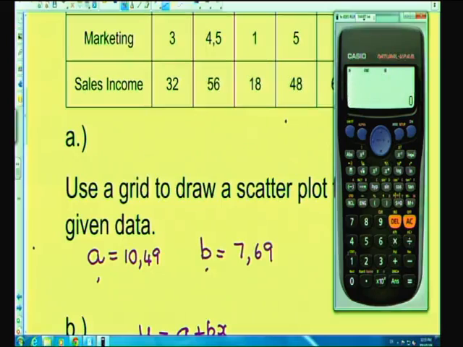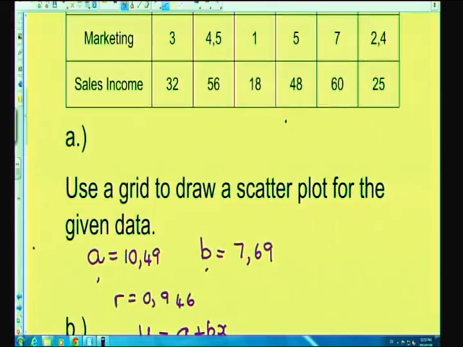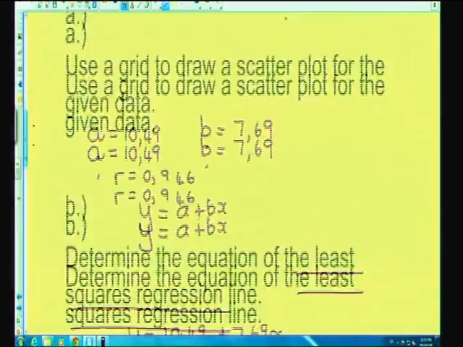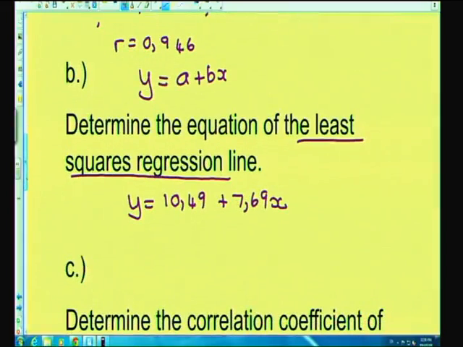We then go shift stat, and I want the regression details. That's 5. And this time I want the R, or the correlation coefficient, which is 3. And I press the equal sign, and it's 0,946. So R is 0,946. Okay, let's park that. So let's go back to the correlation coefficient. So it says determine the correlation coefficient, so R is equal to 0,946.